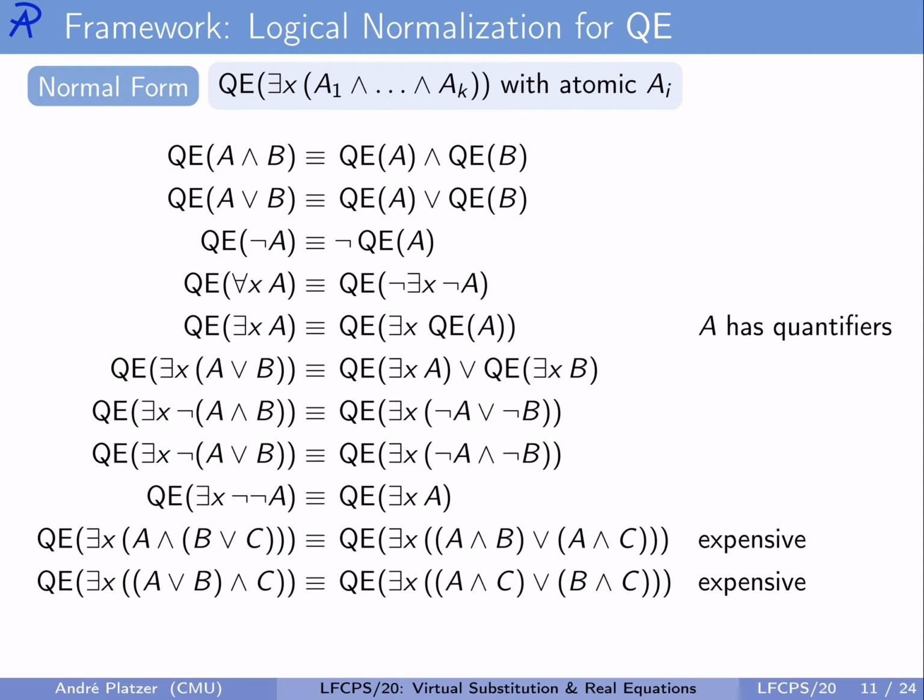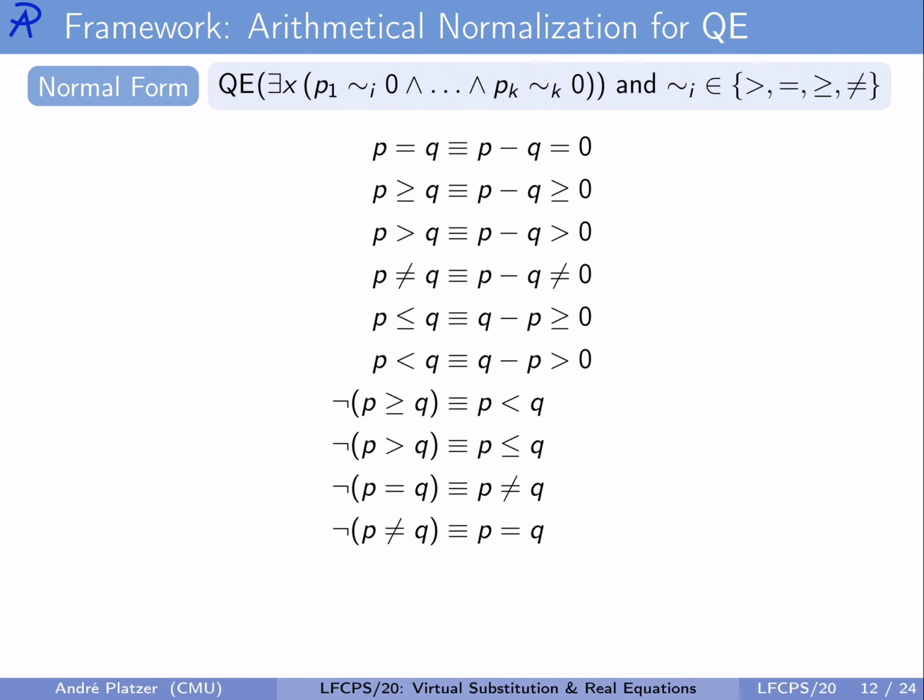So that was logical normalization, but we can also peek into the atomic formulas and do a bit better. For example, if we have an equation P equals Q, we could instead look at P minus Q equals 0, because it's a bit easier just to worry about having 0 on the right-hand side. Likewise, if we have greater or equal, we can pull it on one side. And whenever we have, for example, not greater or equal, we can write P is less than Q. And if we have not greater, then we can write less or equal to, and so on.